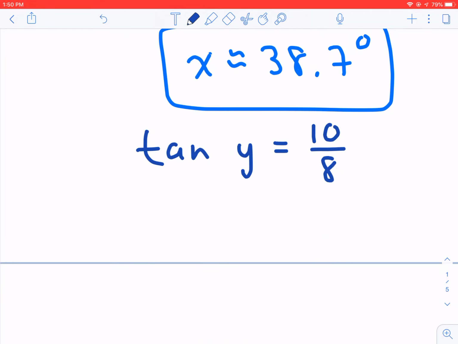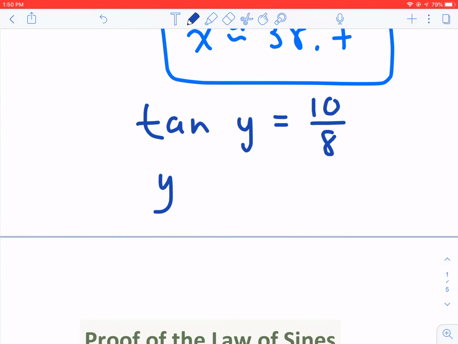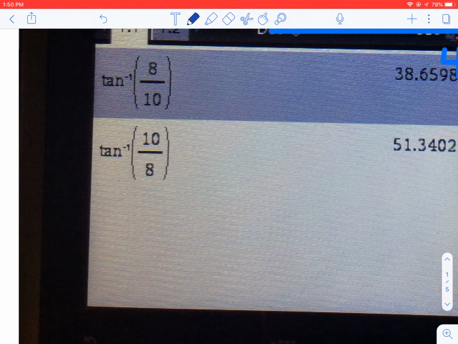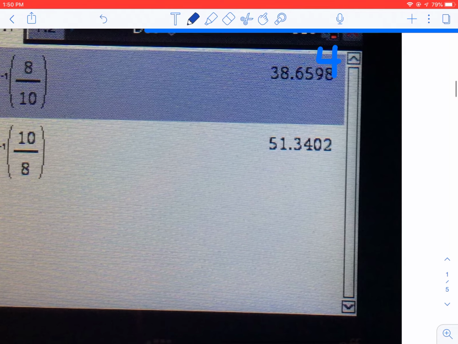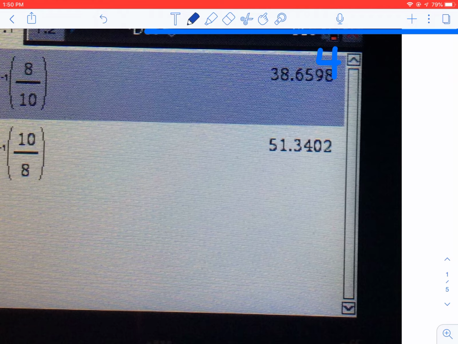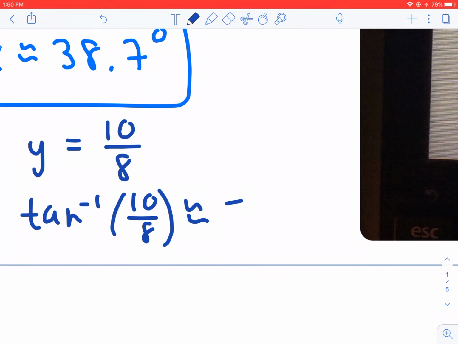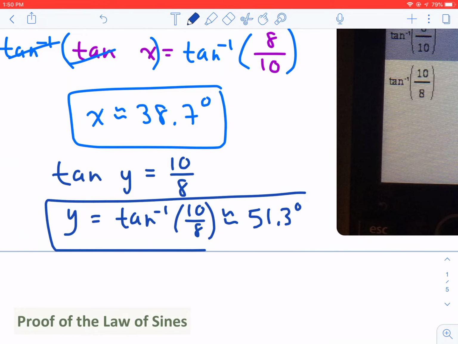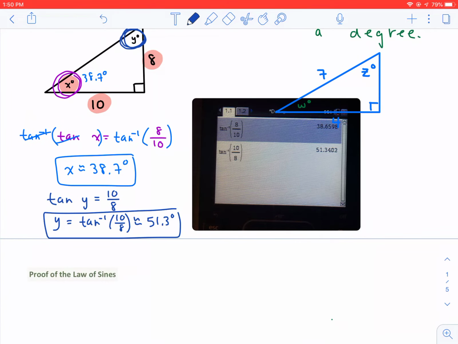10 over 8. So again, I'm going to take the inverse tangent of both sides, and y will equal the inverse tangent of 10 over 8. And that is approximately, again, this is what it should look like when you type it into your calculator, and you get 51.3. And as we can see, these 2 angles clearly add up to 90 degrees. And that's that.